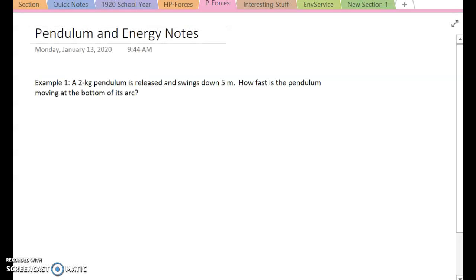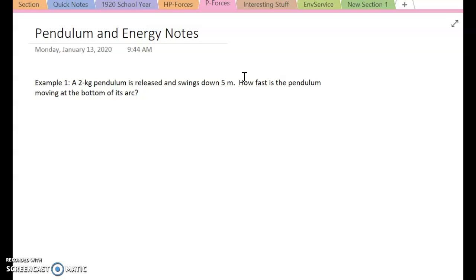All right, so let's talk about this pendulum. I have an example here. I've got a 2 kilogram pendulum that is released and swings down 5 meters. This is a big pendulum. It's kind of unrealistically big, but we're going to go with it. How fast is the pendulum moving at the bottom of its arc?